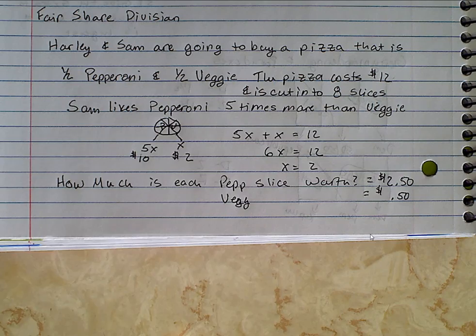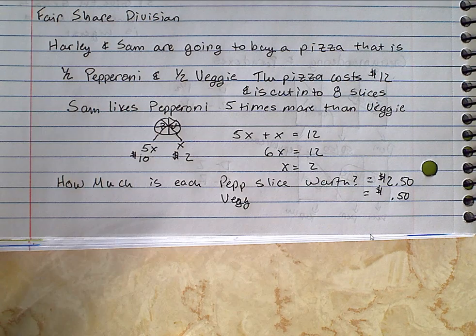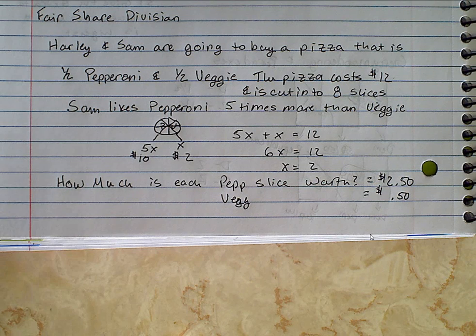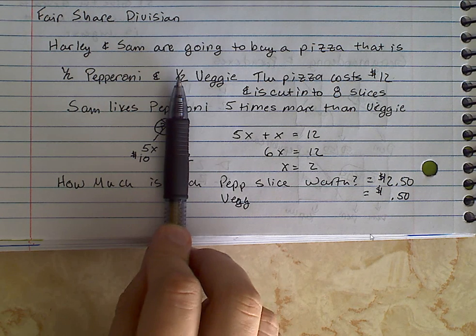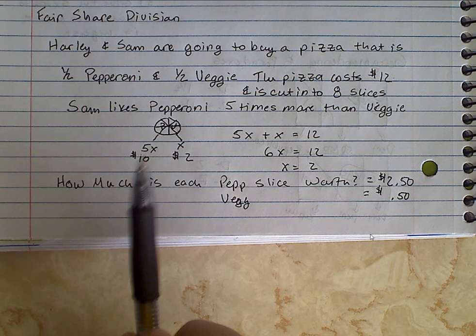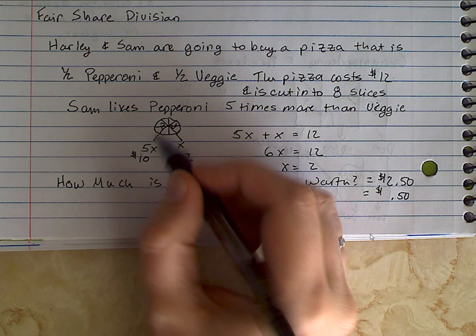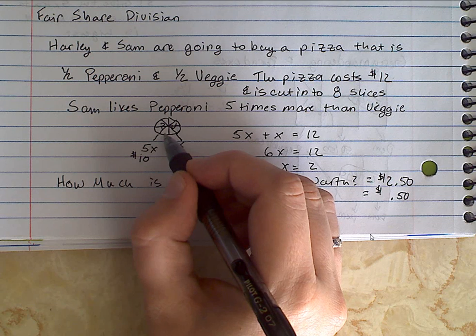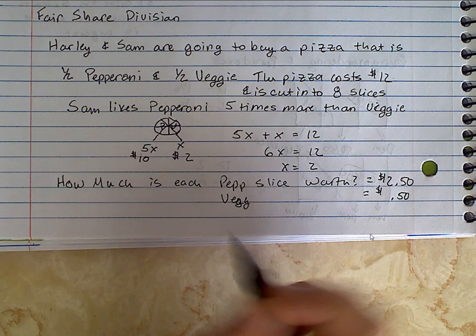So if this were Harley instead, and let's say Harley cannot eat veggie pizza. Like he cannot stomach it at all, or he's allergic to vegetables. So the veggie pizza is worth nothing to Harley. The only thing that's worth it to him is the pepperoni, so half the pizza is going to be $12. So this entire half of the pizza is $12. His $12 is only this half of the pizza. So the $12 relates to these 4 slices. So how much is each slice worth? $3.